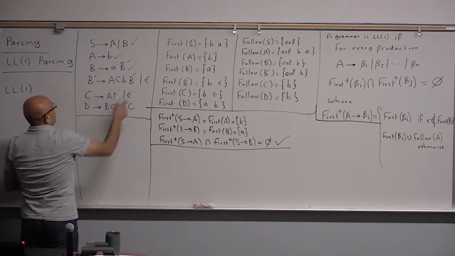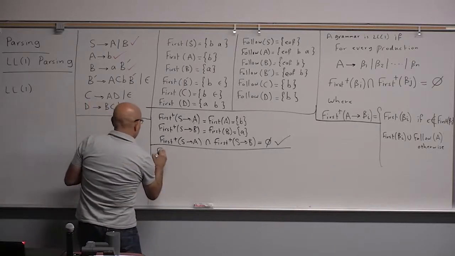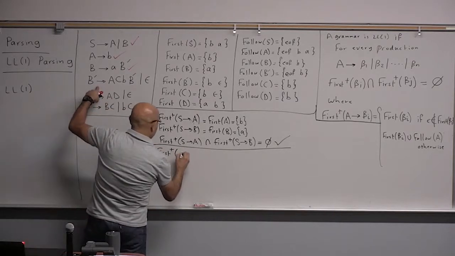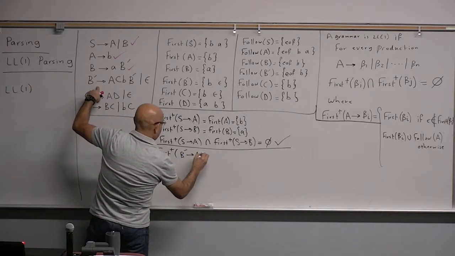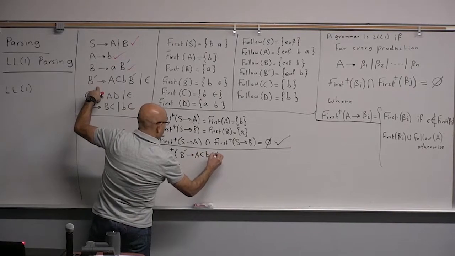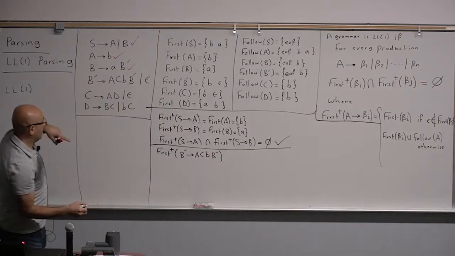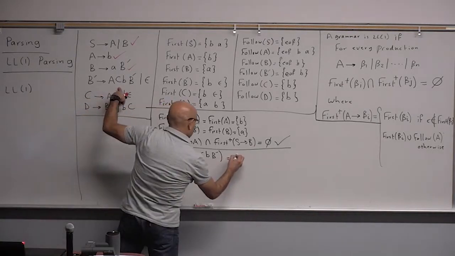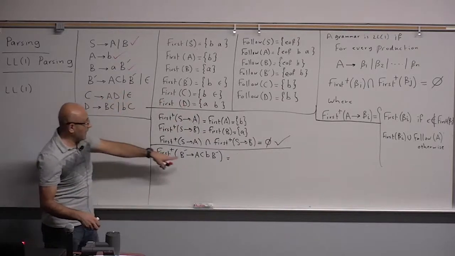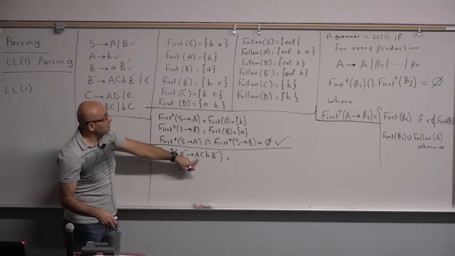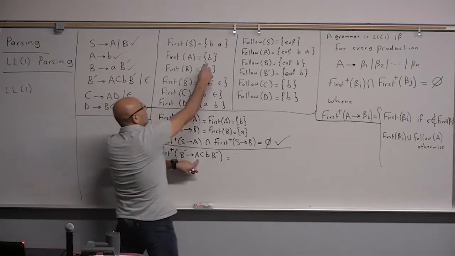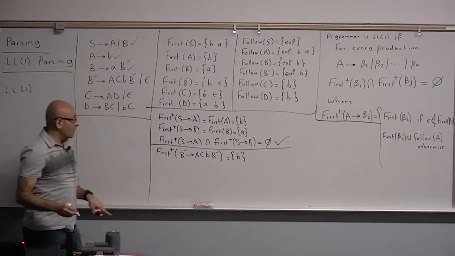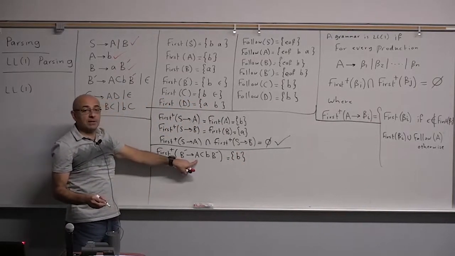Now we should check this. Now first plus of B prime goes to A C B B prime, the first alternative. The first plus of this is going to be what? We look at the first of A. Does it have an epsilon in it? It does not, so all we have is a B. Because first of A does not have an epsilon in it.